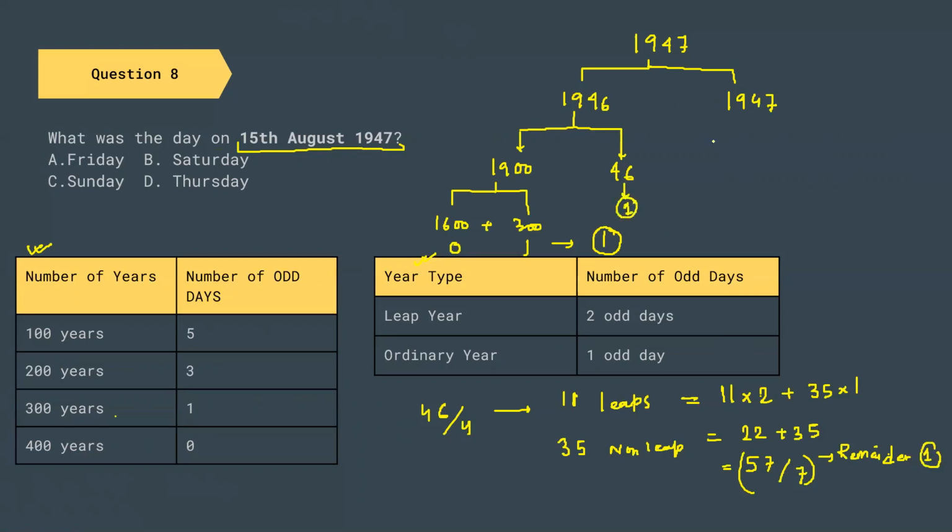Now let us try for 1947. That means 15th August. So in January, we have 31 days. 1947 is not a leap year, so in February, we will have 28 days. And March, we will have 31 days. For April, we will have 30 days. For May, we will have 31 days.